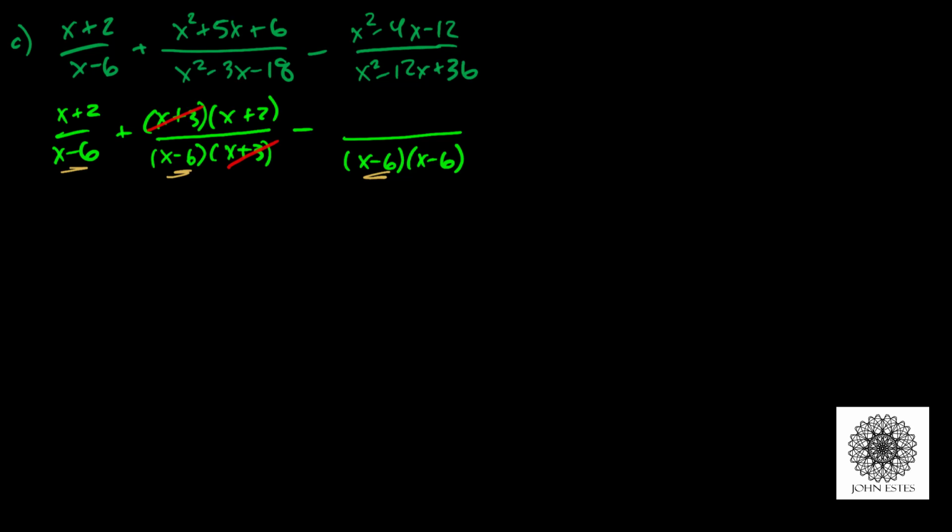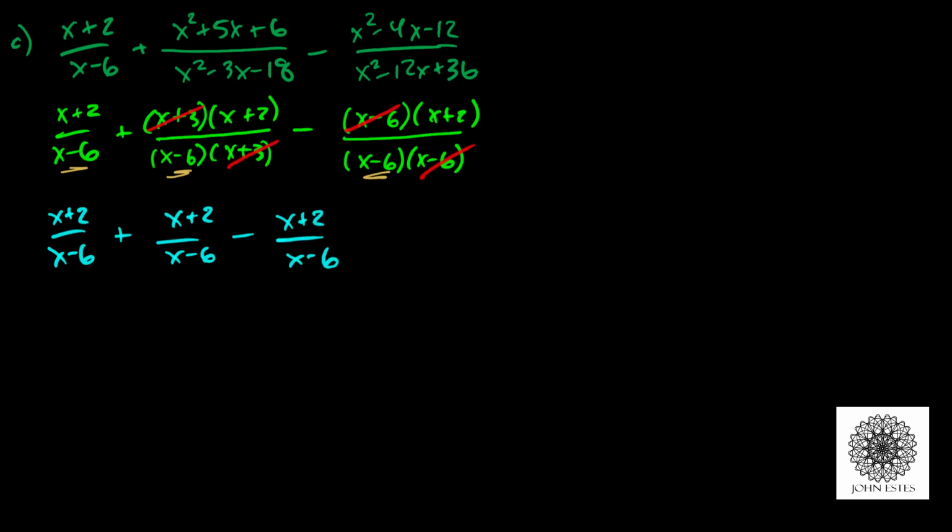Unless, let's factor our last denominator. Two things that multiply to give me negative 12 and add to give me negative 4. That would be an x minus 6 and an x plus 2. So there it is. Okay, so the x minus 6 is canceled there. And if you can't see it very well, I'll rewrite it. You have x plus 2 times x over x minus 6 plus x plus 2 over x minus 6 minus x plus 2 over x minus 6.